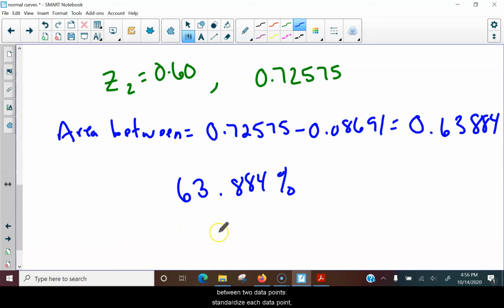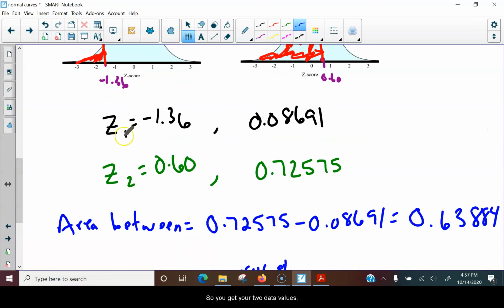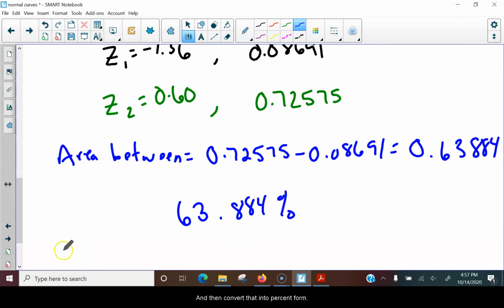So if you want to find the area between two data points, standardize each data point. So you get your two data values. Subtract the areas to the left of the two z-scores, the larger area minus the smaller area. That gives you the area in between the two z-scores. And then convert that into percent form.